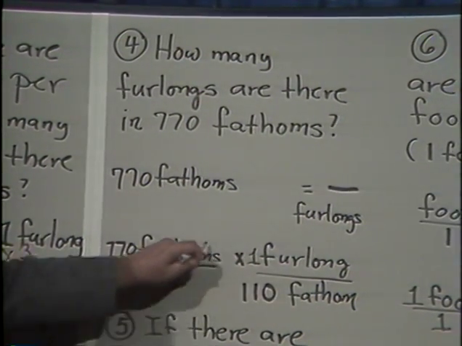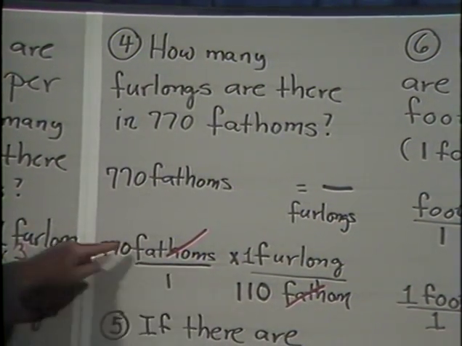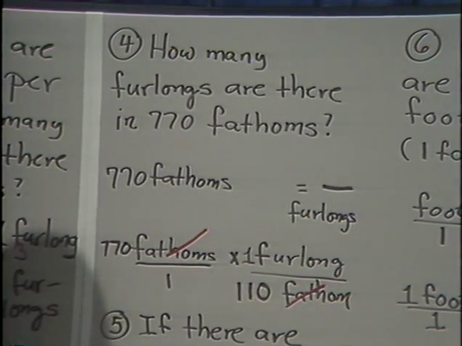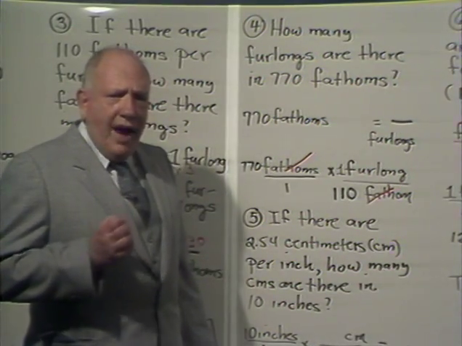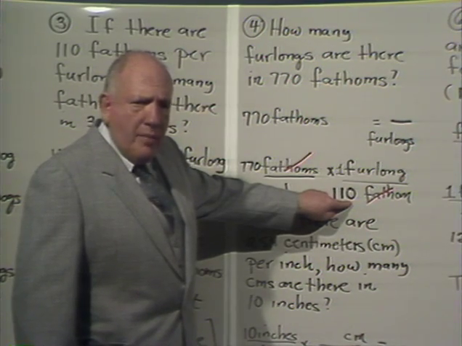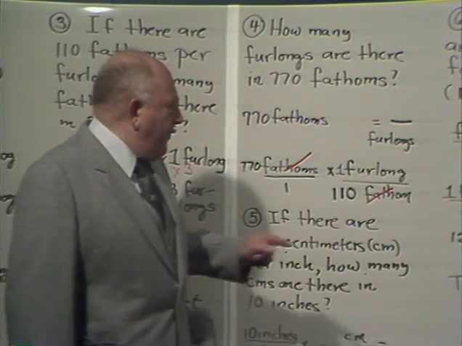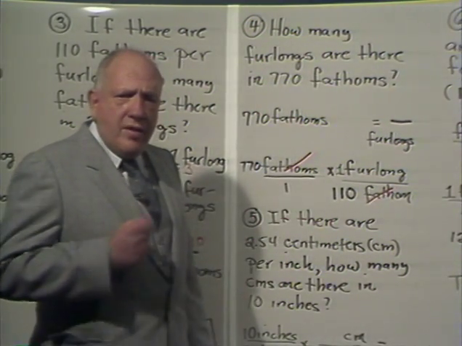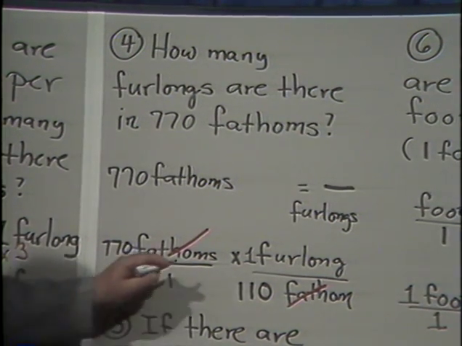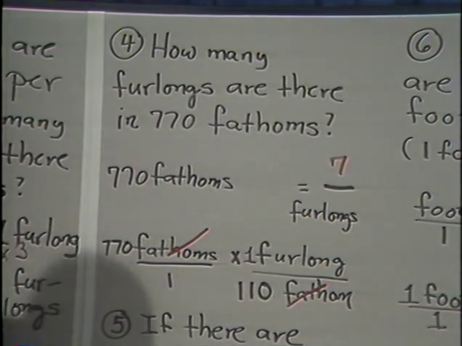You see what's going to happen over here? See, the fathoms cancel. Now I do the resulting arithmetic. My numerator is 770, my denominator is 110, and remember, whatever's in the denominator, that's what you divide by. You see, the 110 took care of itself to be in the denominator because it follows the fathoms. You see, there's always 110 fathoms per furlong, whether fathoms is in the numerator or whether fathoms is in the denominator. So basically, you see, the answer to this problem is just going to be what? 770 divided by 110, which is 7.